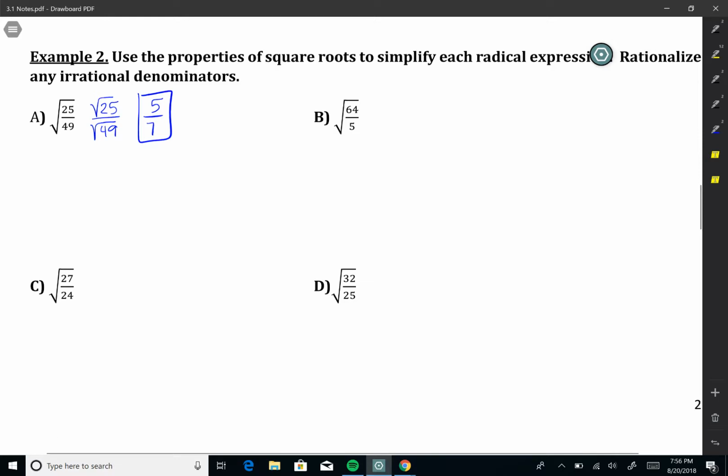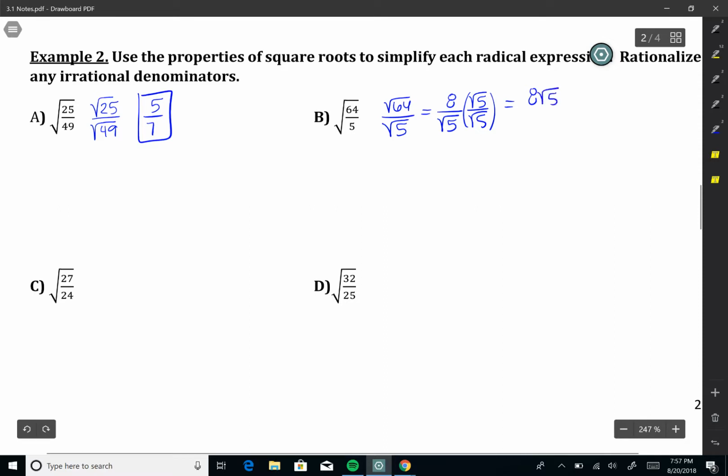Moving on to B. I have the square root of 64 over 5. 5 does not go into 64, so I'm going to move on to separating my square roots. So I have the square root of 64 divided by the square root of 5. Well, the square root of 64 is 8, but the square root of 5 is just that, the square root of 5. So I need to rationalize here. I need to multiply by the square root of 5 over the square root of 5. So in my numerator, I get 8 rad 5 over 5. Because I hope you've gathered that when we multiply the radical by itself, you just end up with what's under the radical, because this would be rad 25, which is 5.